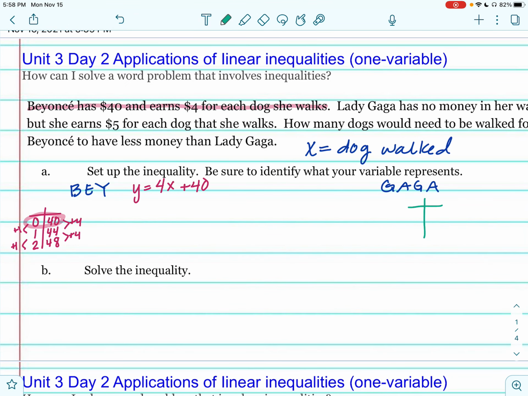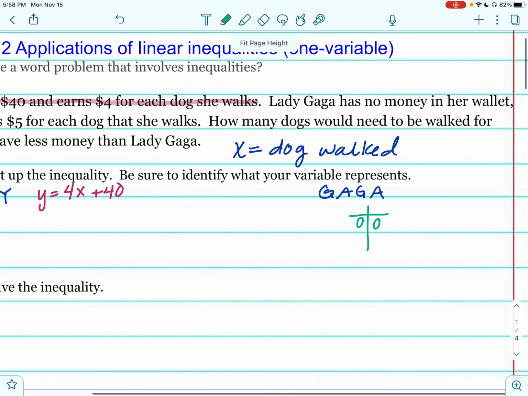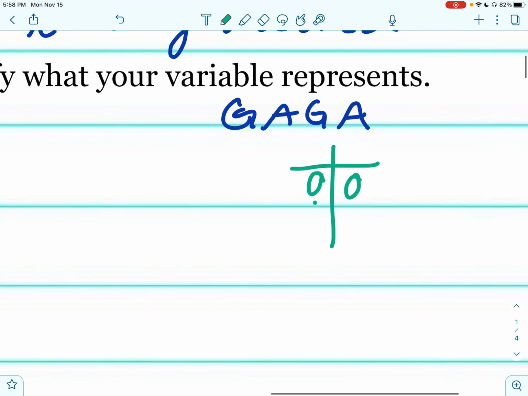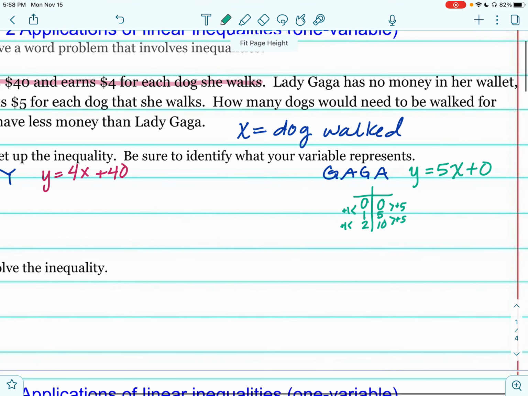Okay, she has no money in her wallet, so when she walks 0 dogs, she has $0, but she gets $5 for each dog. So 1 dog, she has 5. She's another 5 here. So if I'm looking at these, I add 5 every time. So Lady Gaga's slope is 5, and she starts at 0. You don't need the 0, but that helps some of us.